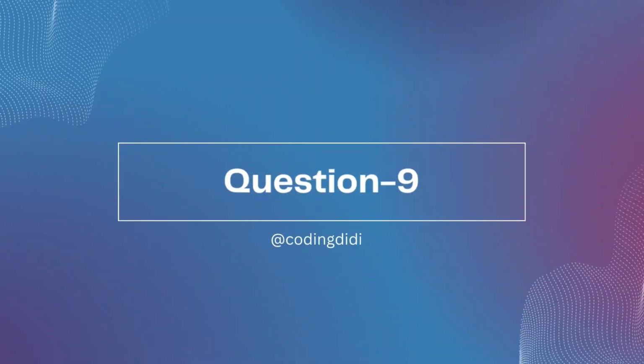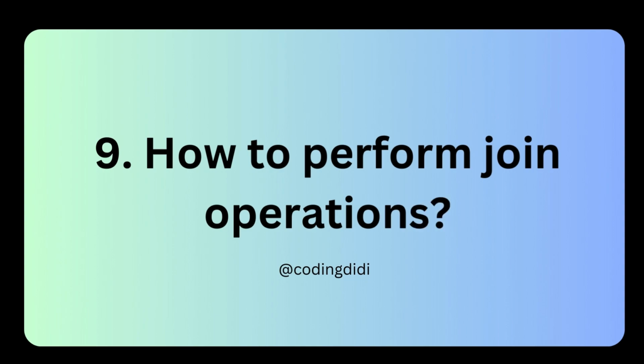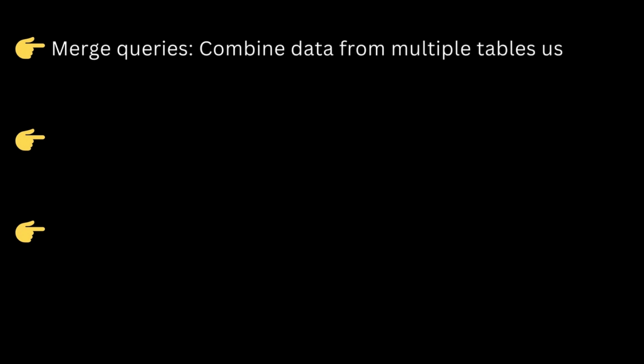Question number 9 is how to perform a join operation. Everything is possible in Power BI, whether it is related to relationships or creating joins. So a join is basically done using merge queries. Merge queries means you have to combine data from multiple tables using merge operations like inner join, left join, right join, cross join, and full outer join. These types of joins you can use.